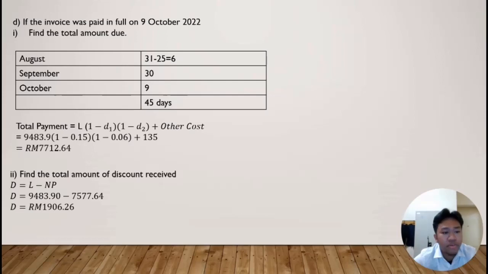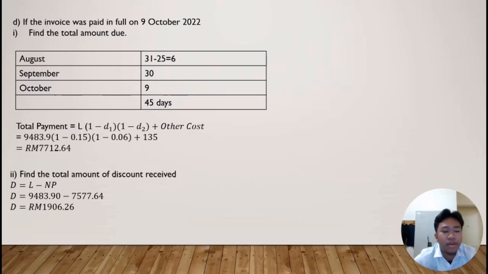If the invoice was paid in full on 9 October 2022, first find the total amount due. August 31 minus 25 equals 6. September 30. October 9. So the total is 45 days.